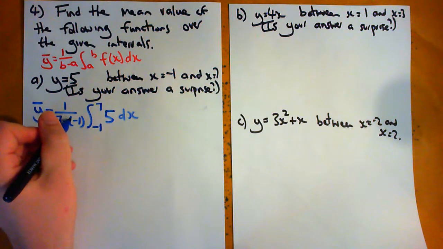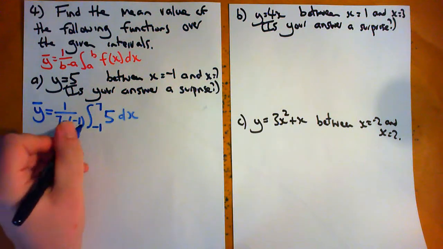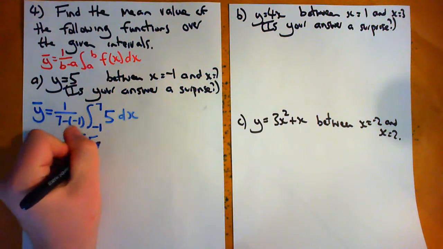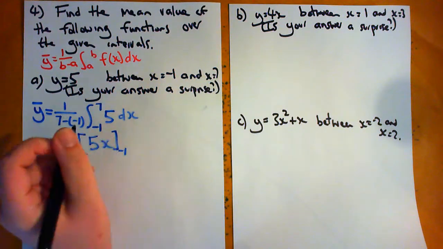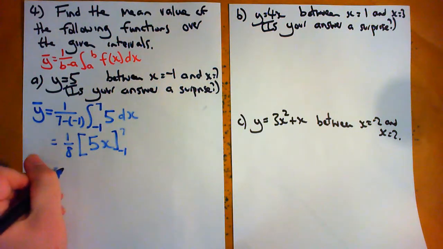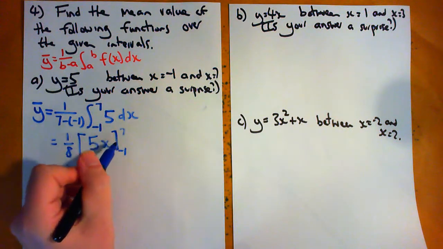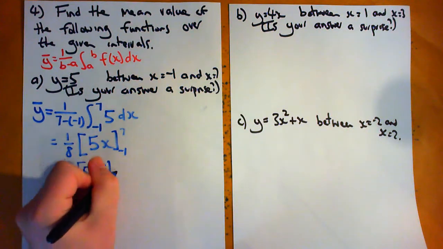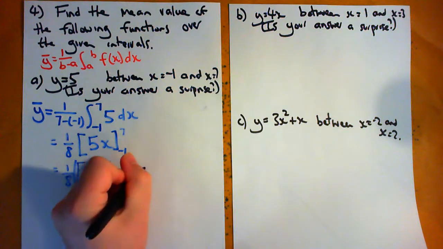Okay, so we've got 1 over, that's 8 on the bottom, 7 minus negative 1 is 8. So we get 1 over 8 times, let's do that integration. Integral of 5 is 5x, and that's between minus 1 and 7. So we get 1 over 8 times, substitute in the top limit, which is going to be 5 times 7, minus substitute in that bottom limit, which is 5 times negative 1.